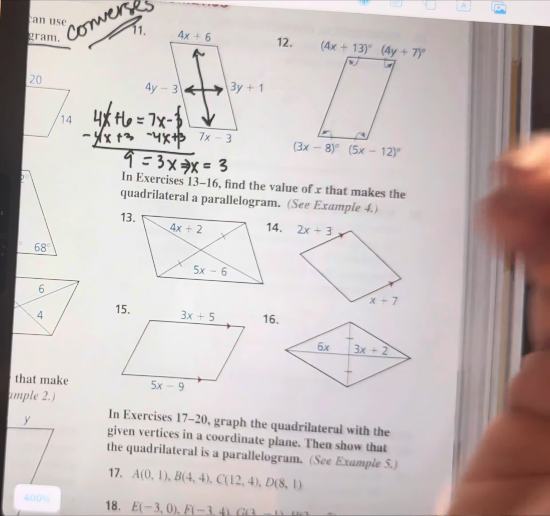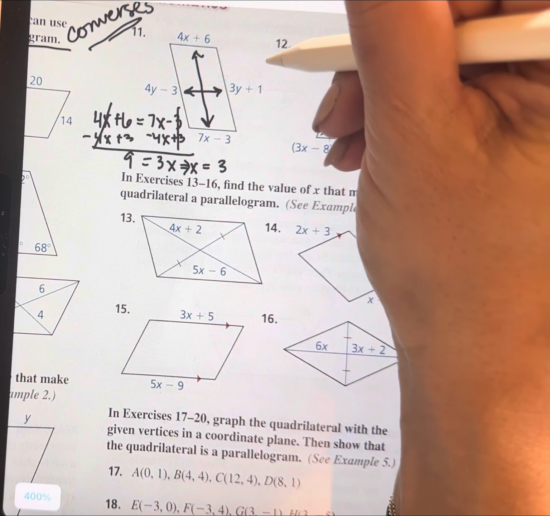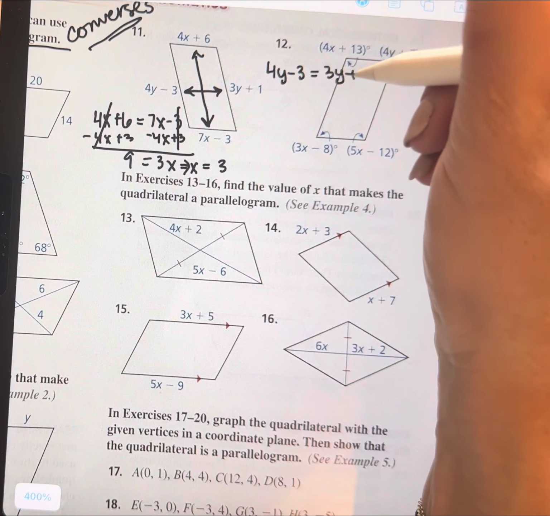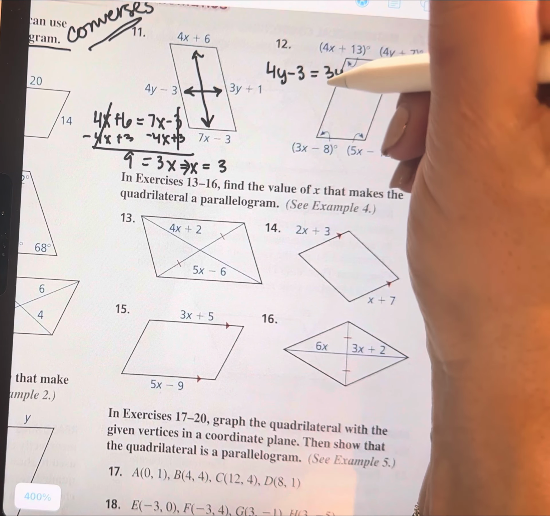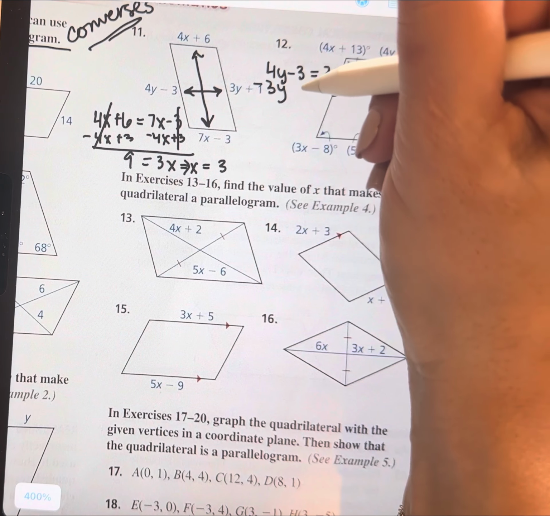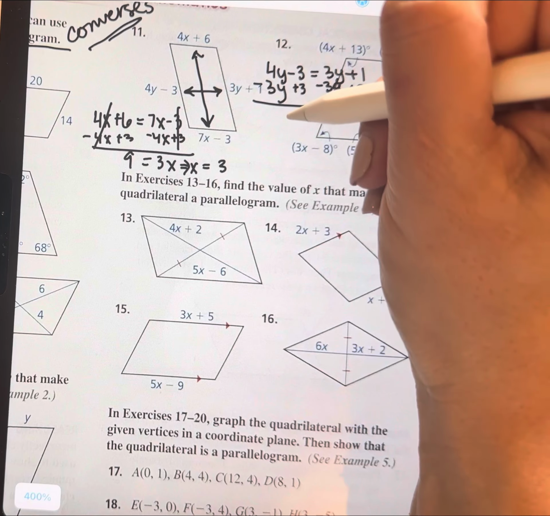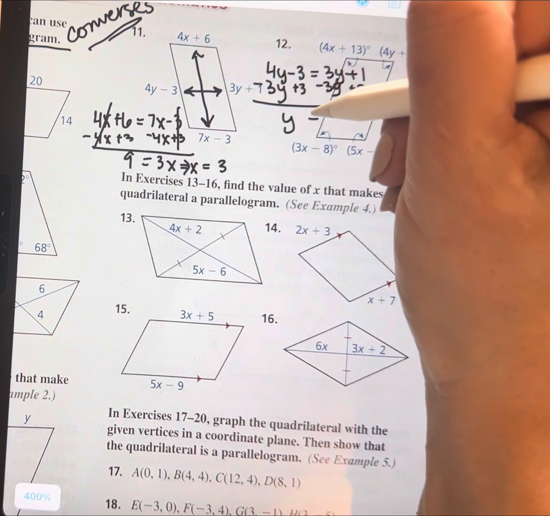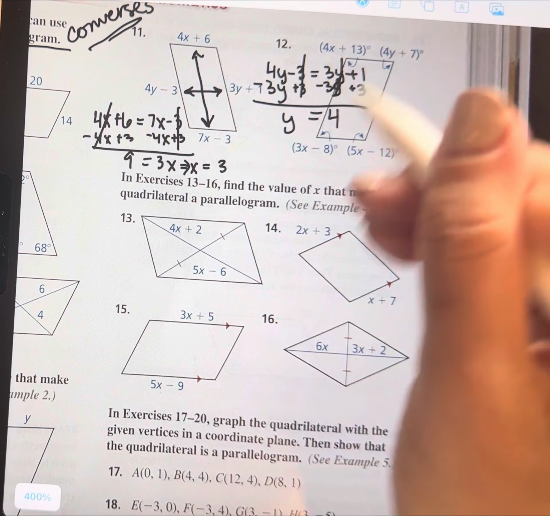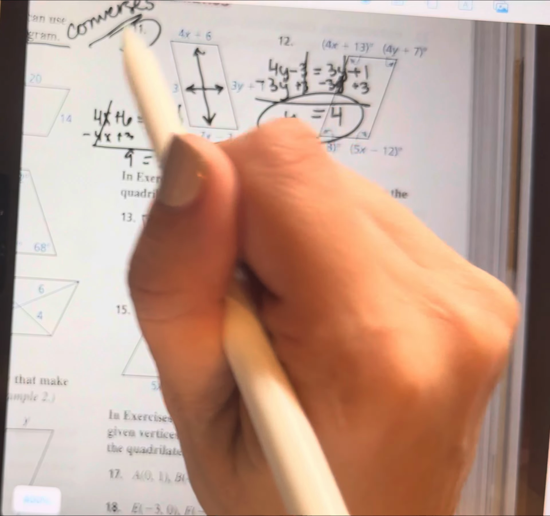And then when I do the y's, I will get that 4y minus 3 must equal 3y plus 1. And then I'll subtract the 3y from both sides. And then I'll add this 3 to both sides. And I get that y equals, these cancel, 4. So x is 3 and y is 4 for number 11.